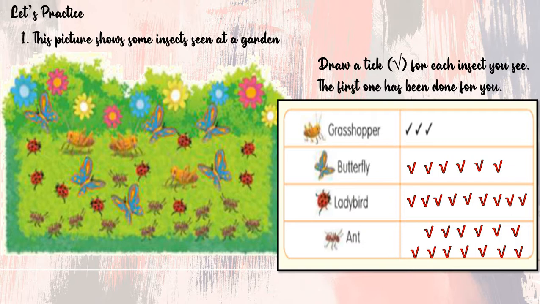Jadi, dari gambar tersebut bisa disimpulkan atau bisa dibuat tabel untuk mengumpulkan informasi. Dari gambar tersebut bisa disimpulkan bahwa jumlah belalang ada 3, sedangkan jumlah kupu-kupu ada 6. Sedangkan jumlah ladybug ada berapa? Ada 9. Sedangkan jumlah semut ada 13.